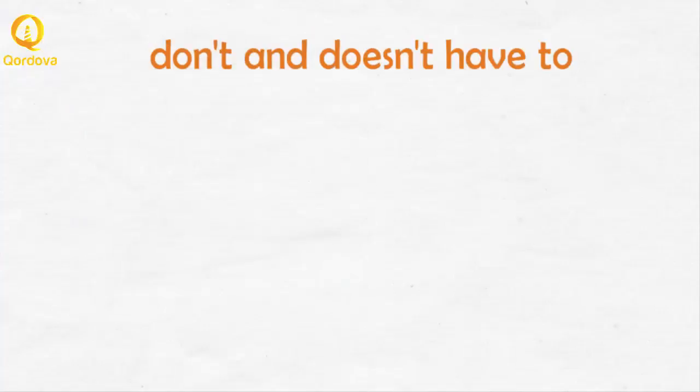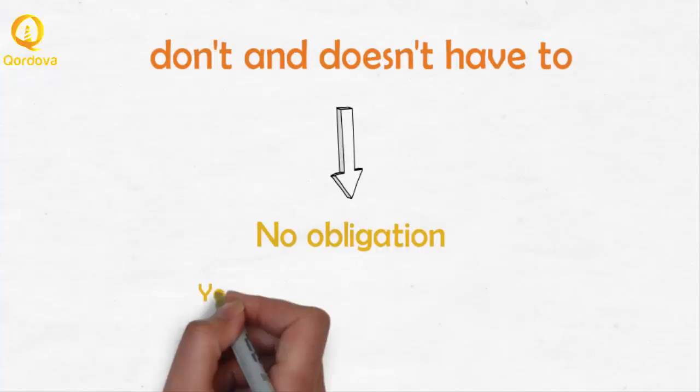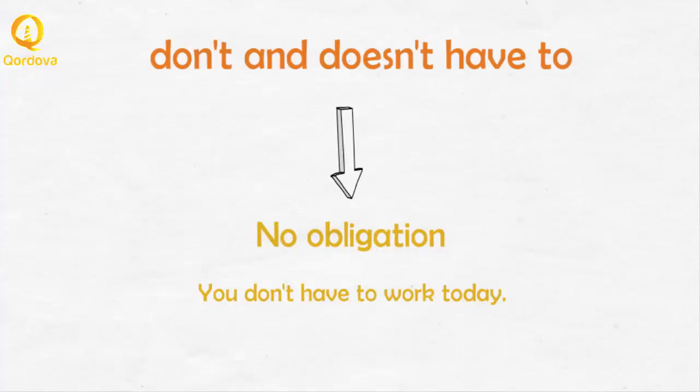Don't and doesn't have means no obligation, and that it's up to you to do it or not. For example, you don't have to work today.